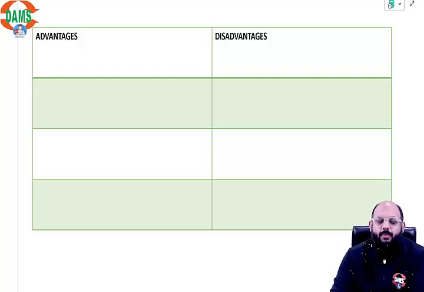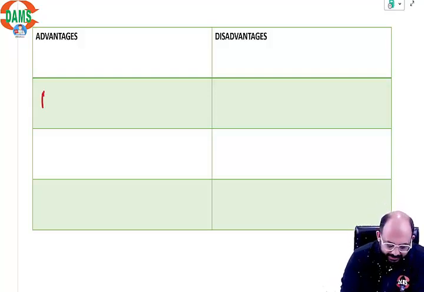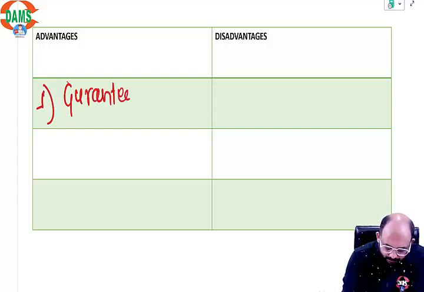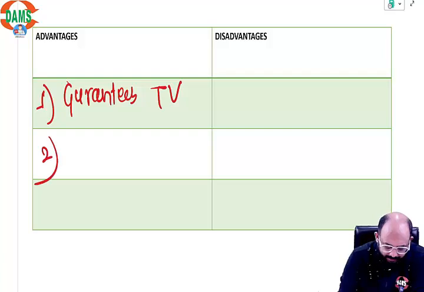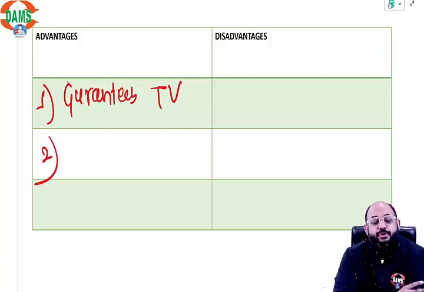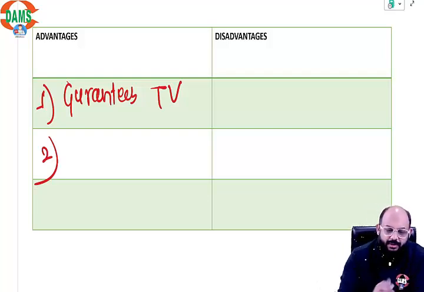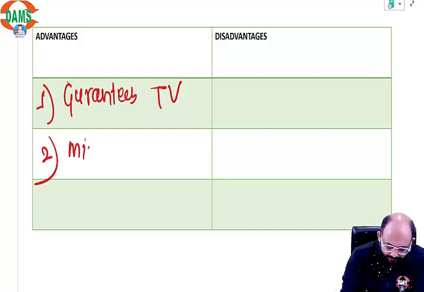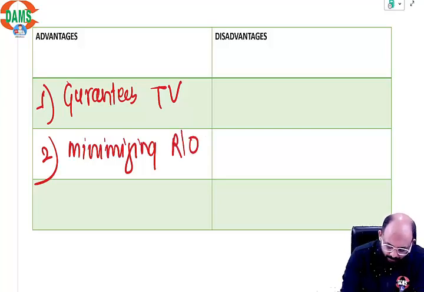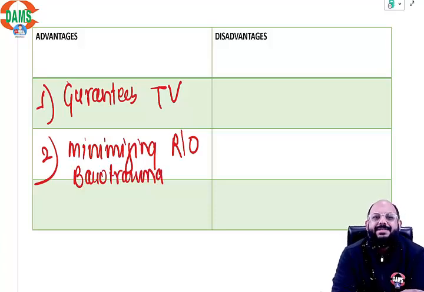If we look at the advantages and disadvantages, the biggest advantage is that it guarantees tidal volume, which is very important because your minute ventilation, your CO2 elimination is based on your tidal volume. And if you keep on having a fluctuating tidal volume, you can never really be sure how much CO2 you are eliminating. Minimizing risk of barotrauma, because you will never go beyond the set tidal volume.